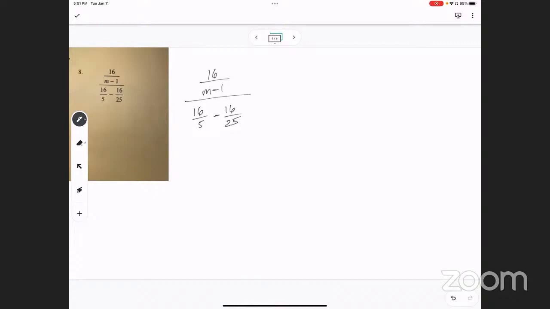Anytime you see a compound fraction like this, where you have fractions inside of fractions, multiply the top and the bottom by the least common denominator of all your fractions. So here are your denominators. What's the least common denominator between these three things? It's 25(m - 1). I'm going to multiply by 25(m - 1) on the top and the bottom.